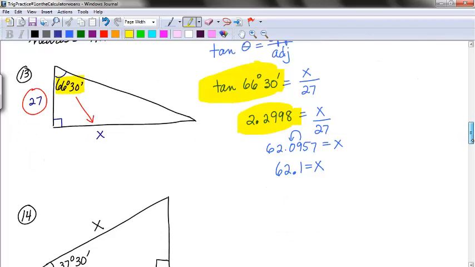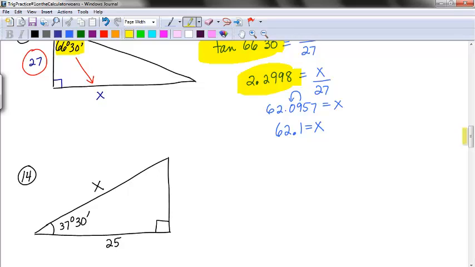Okay, let's do another example. On this triangle, this angle is 37 degrees, 30 minutes. Again, 30 minutes is half a degree, so you could go 37.5 there. That would be all right. This time, what is the x in this triangle?